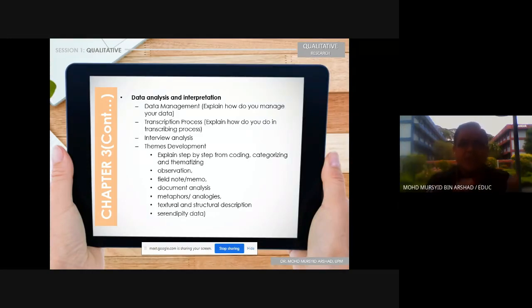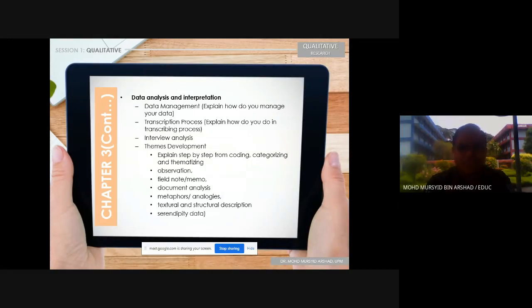So let's say you use NVivo as data management software. It's not data analysis software, because the analysis is based on you as a researcher. NVivo, Atlas.ti, and so on are just tools to help you manage the data. You need to explain how you do that, or if you are doing it manually, you need to explain that. And then, what transcription process was done? How do you transcribe? You need to explain it.